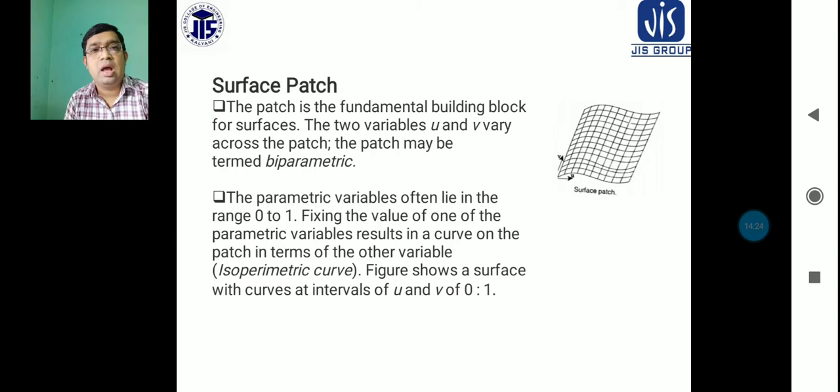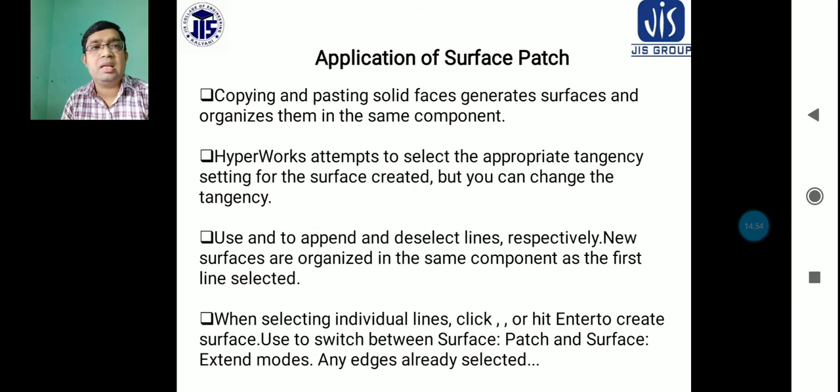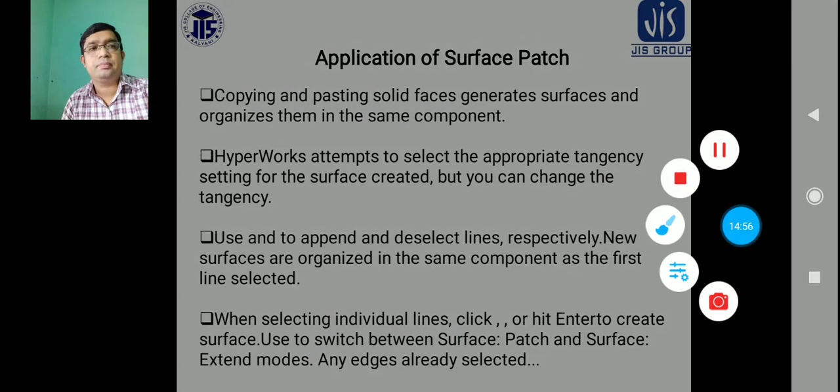The isoparametric curve is considered according to the interval of u and v, from 0 to 1, and its surface path is seen here on the graph paper. Again, these curves will be considered according to the figure, where the isoparametric curve is seen.